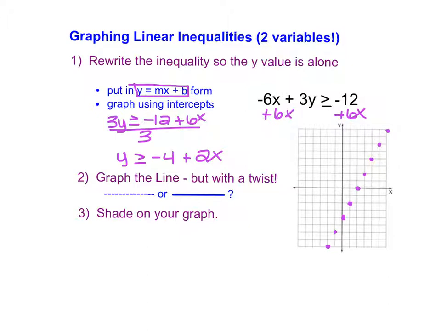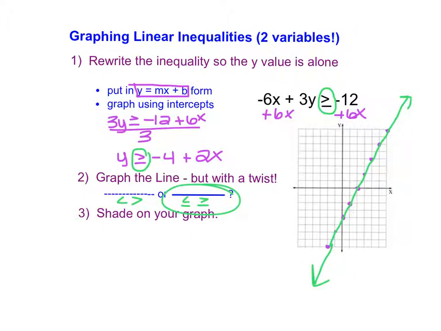Then I need to decide which type of line I'm going to have, a dotted line or a solid line. Remember that a solid line would communicate that you have an equal to associated with your inequality. So the dotted line is for the less than and the greater than symbol. The solid line is for the less than or equal to and the greater than or equal to symbol. If I look at my symbol, I notice that I have greater than or equal to. I have greater than or equal to here as well. So I'm going to utilize a solid line. So there I draw my solid line.